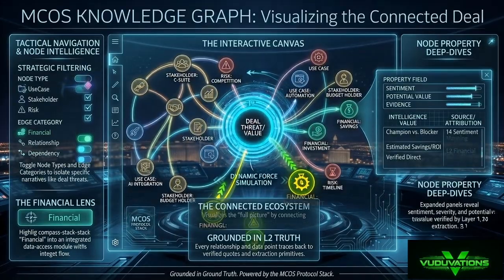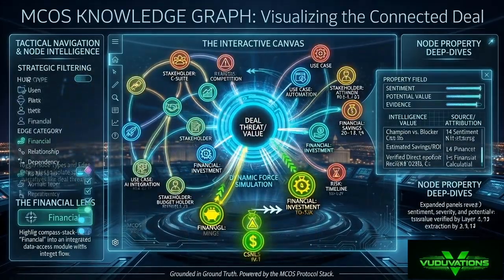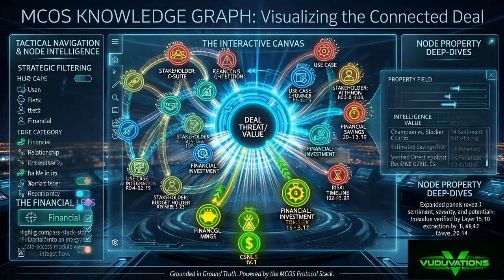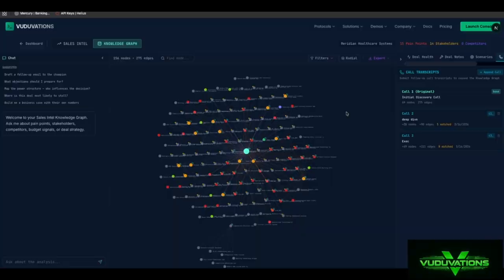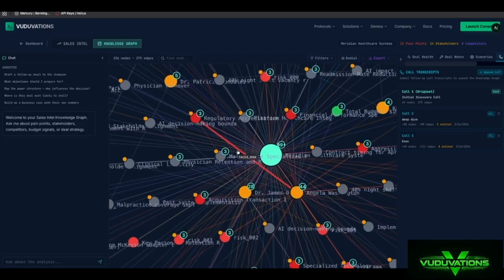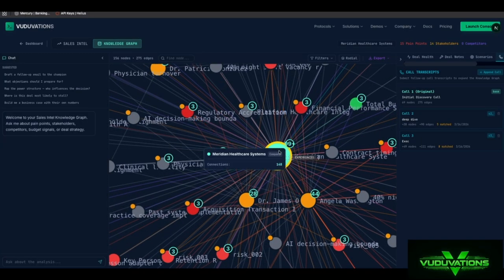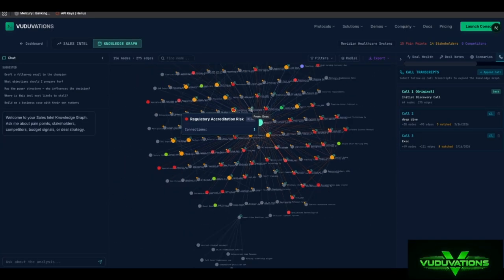This is the brief on Knowledge Graph Basics. Simply put, the Knowledge Graph transforms your complex sales discovery calls into an interactive, visual map of the entire deal. First up, let's look at the connected deal. We're not talking about some static spreadsheet here.